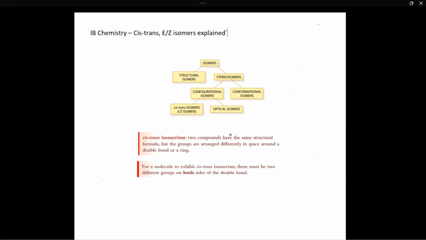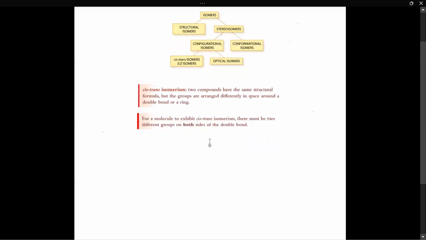They don't need a double bond necessarily, but in alkenes, which have double bonds, this requirement stands. You need two different groups on both sides of the double bond. Now, I'm going to clarify a few things over here. Why do we need a double bond in the first place to exhibit cis-trans isomerism? That would be a very good question to ask. Why can't single bond compounds exhibit cis-trans isomerism?